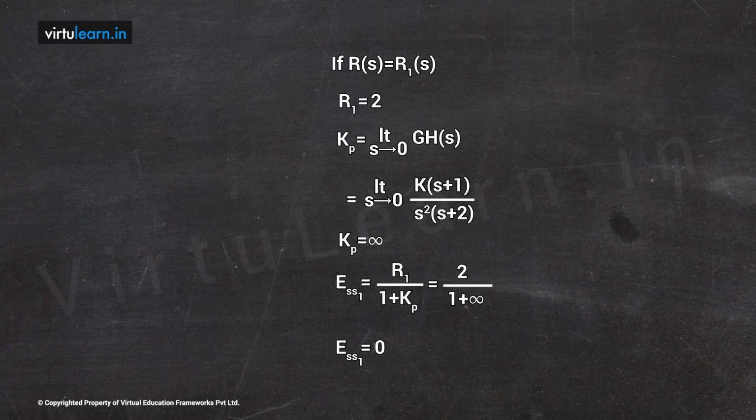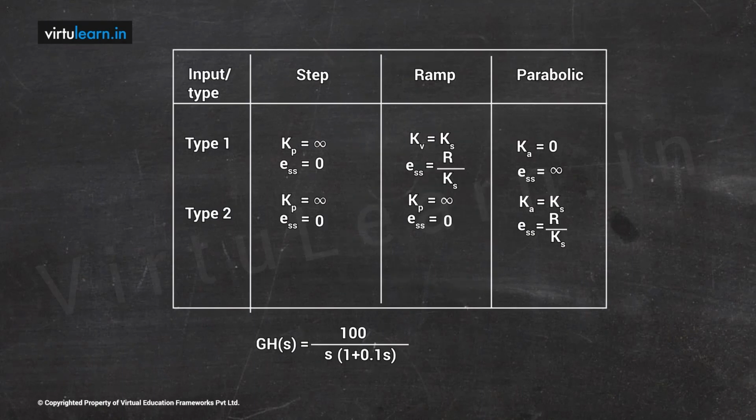We can also solve by using the formulas. So when you substitute here, Kp is limit s tends to 0, GH(s), and your Kp is going to be infinity, which means the corresponding error is 0. Similarly, Kv is limit s tends to 0, s into GH(s). When you substitute your GH(s) here, again you are going to get infinity. Then what is the corresponding error? R2 by Kv, so that is also 0.